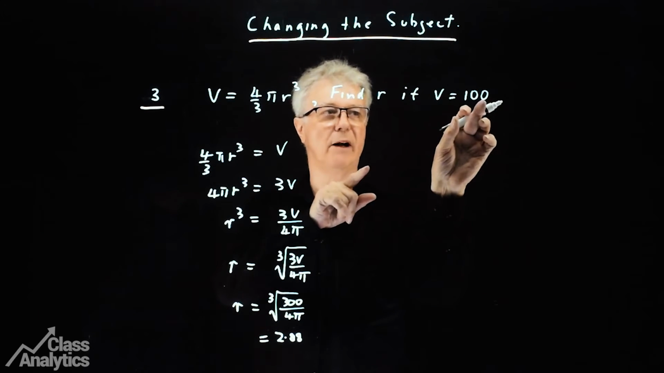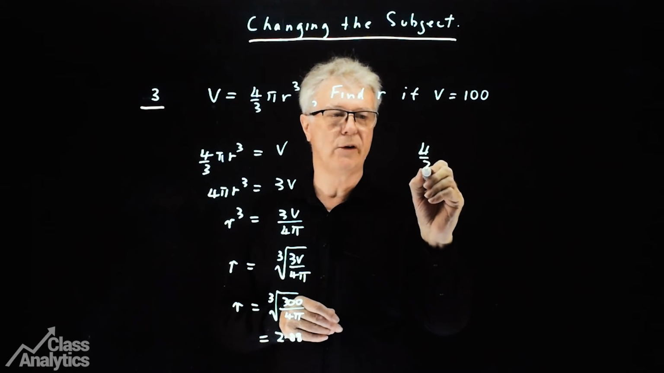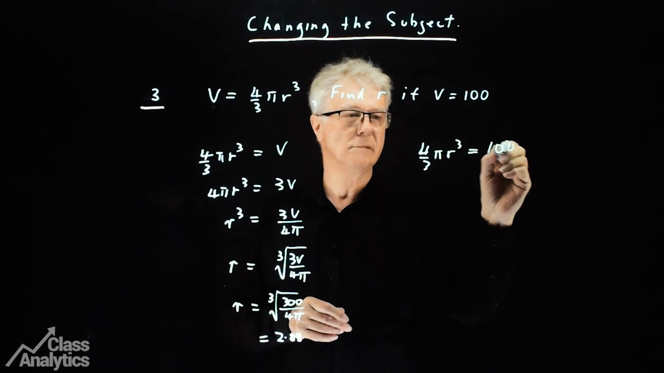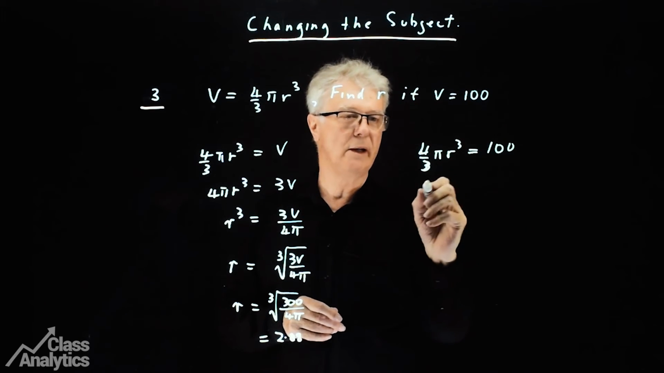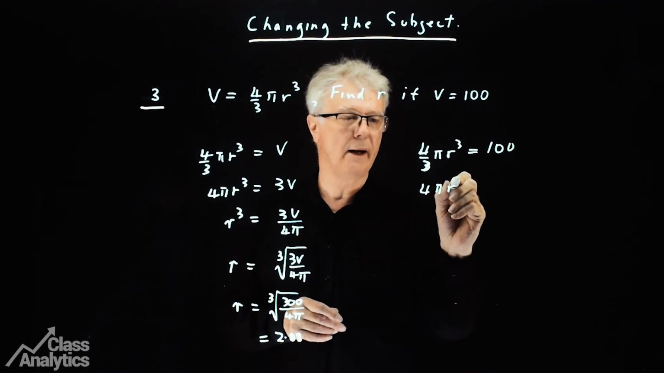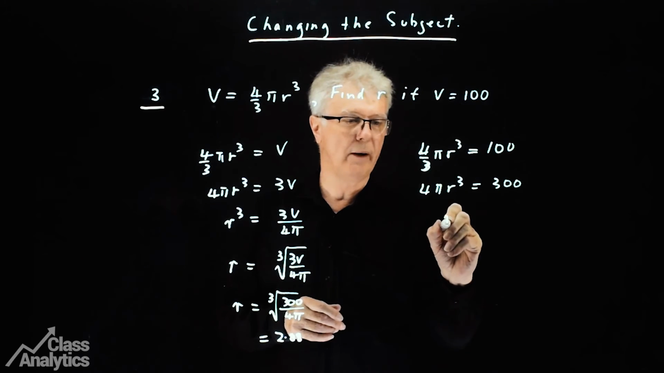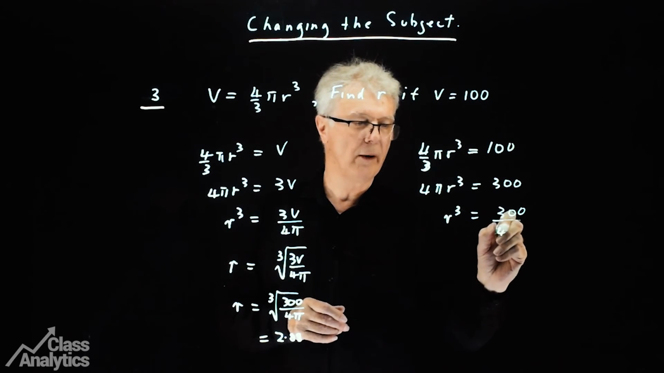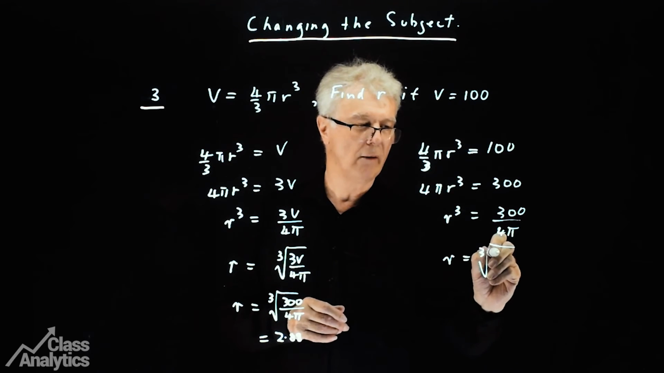You take the value of 100 and just put it in. So now I'll have 4/3 pi r cubed equals 100. Multiply both sides by 3. We get 4 pi r cubed equals 300. Divide by 4 pi: r cubed equals 300 over 4 pi. r equals the cube root of 300 over 4 pi.